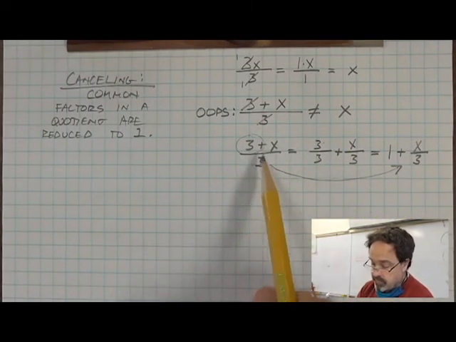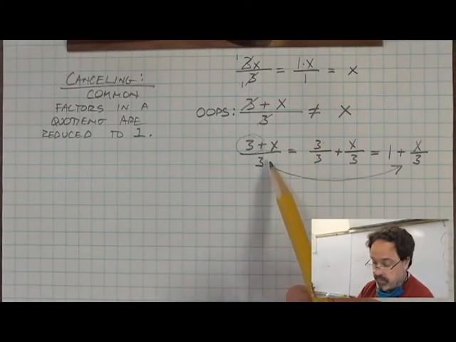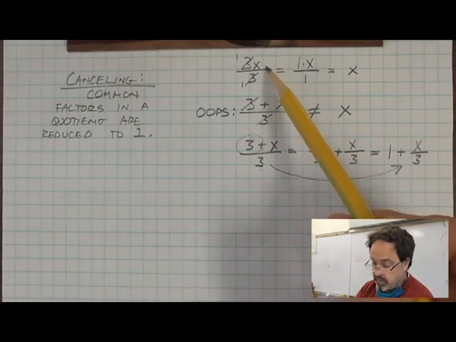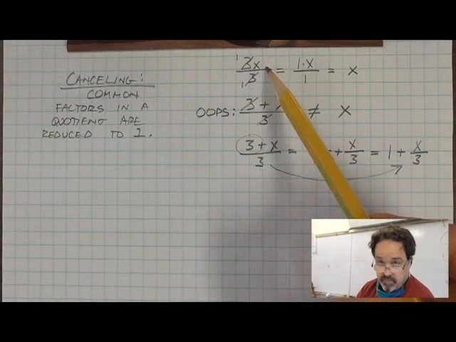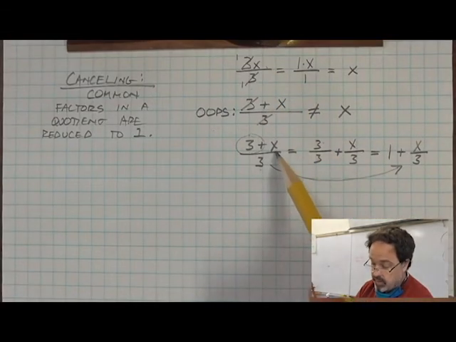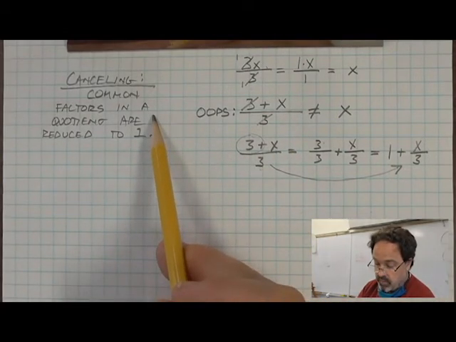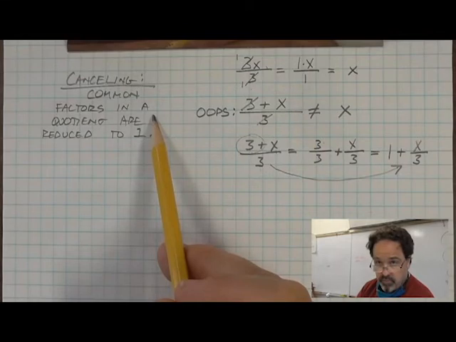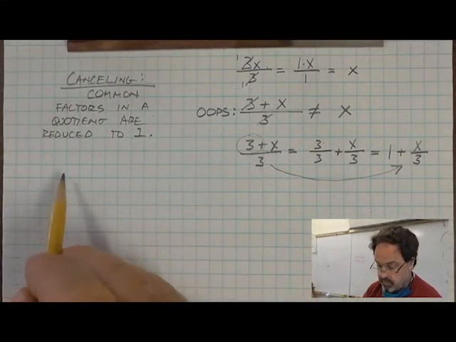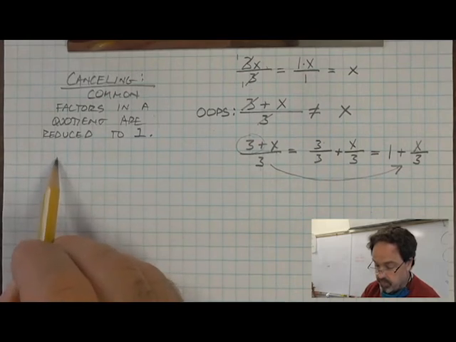What's the difference between these two examples? Well, in the numerator here, we had the product of factors, and in the numerator here, we have the sum of terms. And you can only cancel when you have a common factor in the quotient, not a common term. Let's talk about this a little further with some more examples.